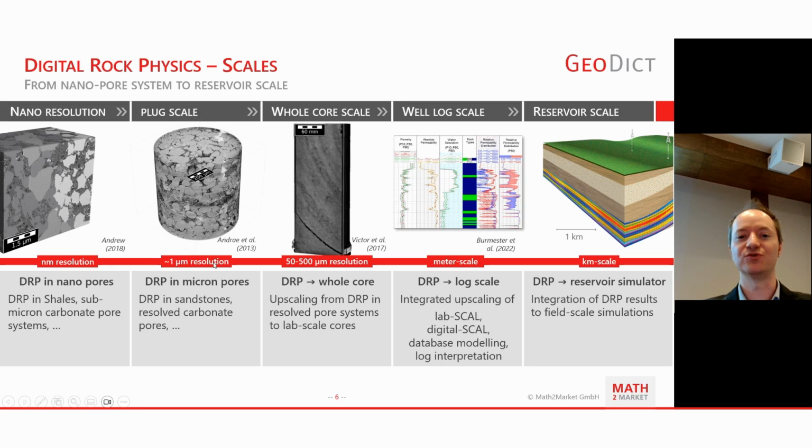Which is bringing me to the scale where you probably don't resolve the pores, or at least no flow paths in a resolved way, at the whole core scale. So going to the whole core scale, up to 500 micron resolution in your CT scans, core CT or medical CT scans, you can do upscaling from the plug scale with Geodict to the whole core scale, for example, with absolute permeability, with different approaches. And that's where we are focusing more and more, advancing from the plug scale towards the whole core scale.